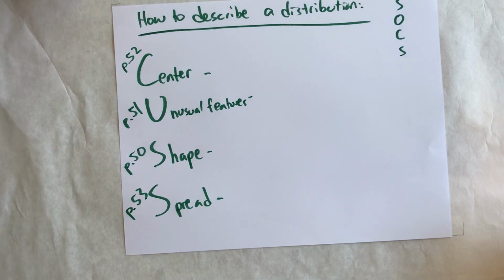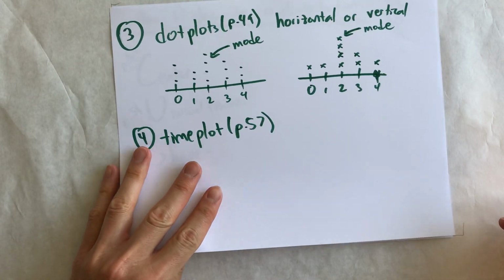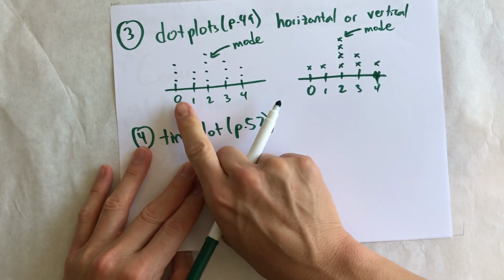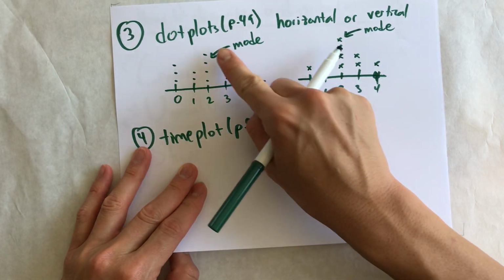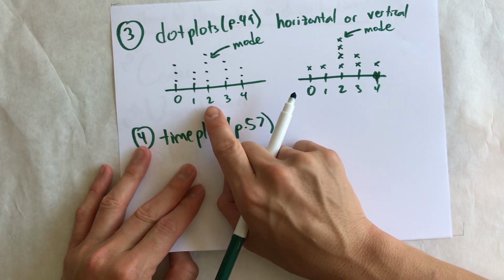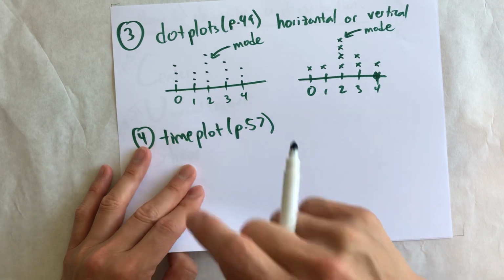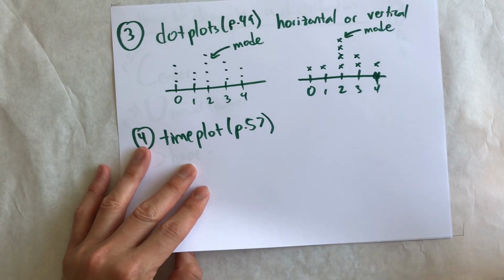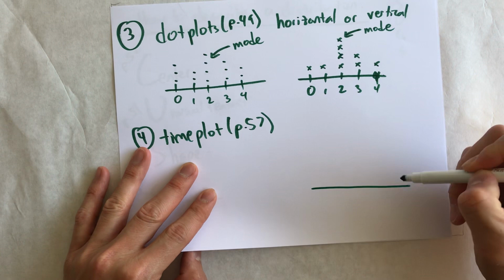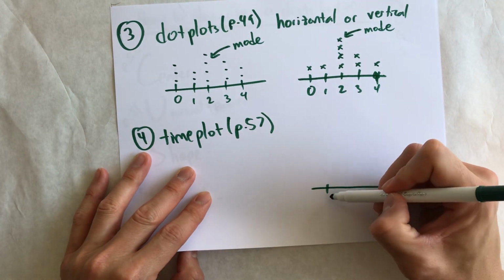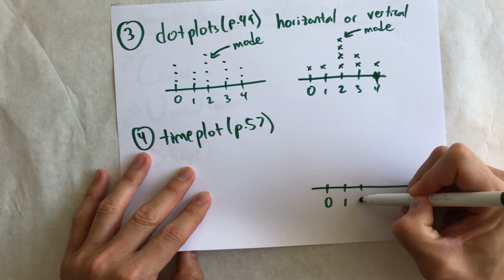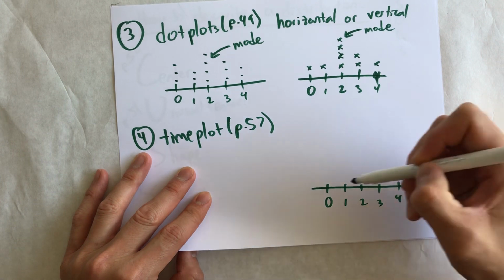So when you're looking at a distribution, I'm going to go back to the one we drew right here. If I asked you, what is the center of this distribution? This one's pretty simple, right? You could say, oh, it's 2. However, let's say, I'll draw another dot plot. 1, 0, 1, 2, 3, 4.